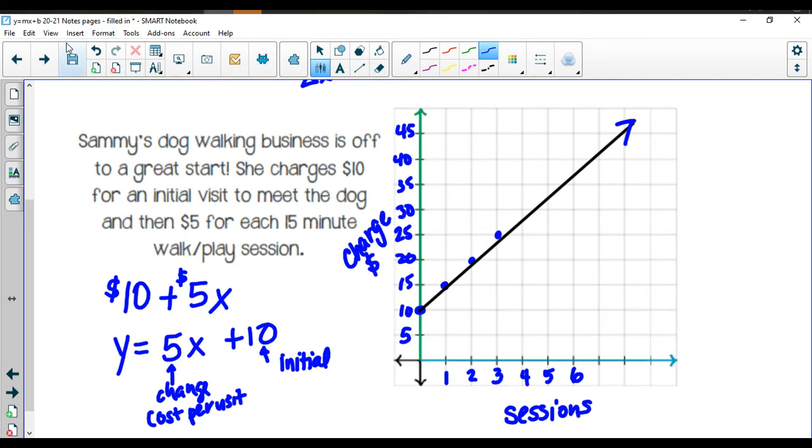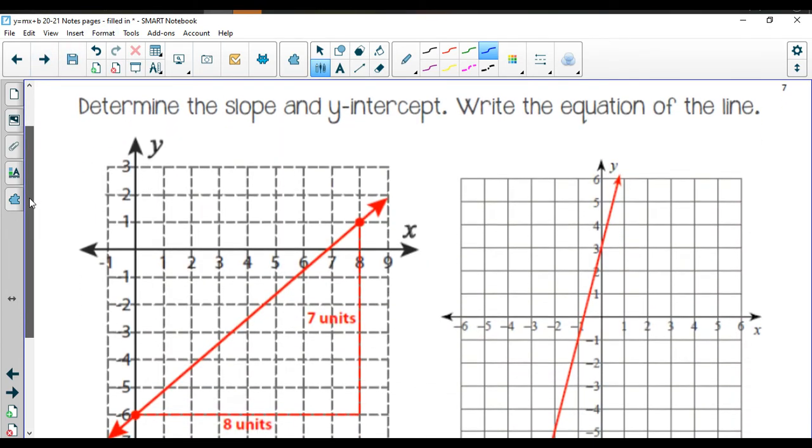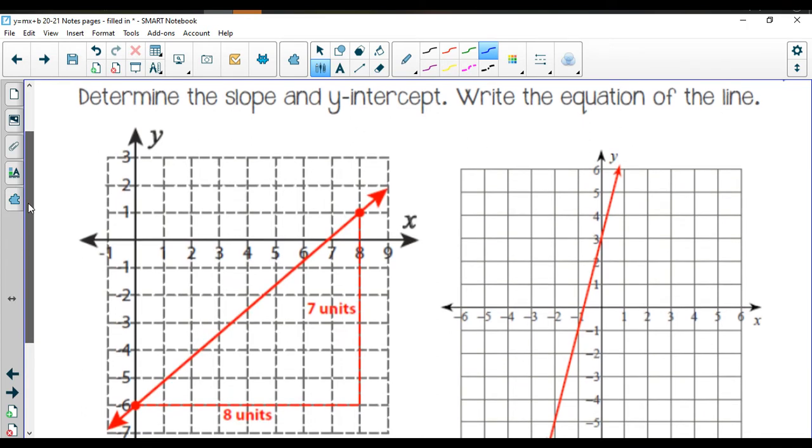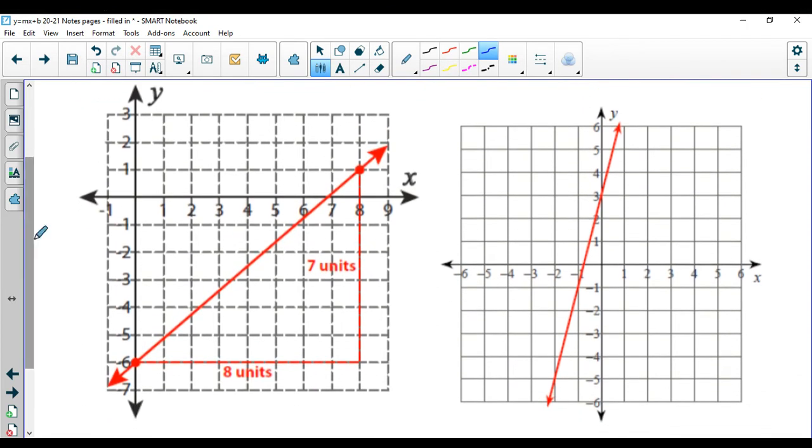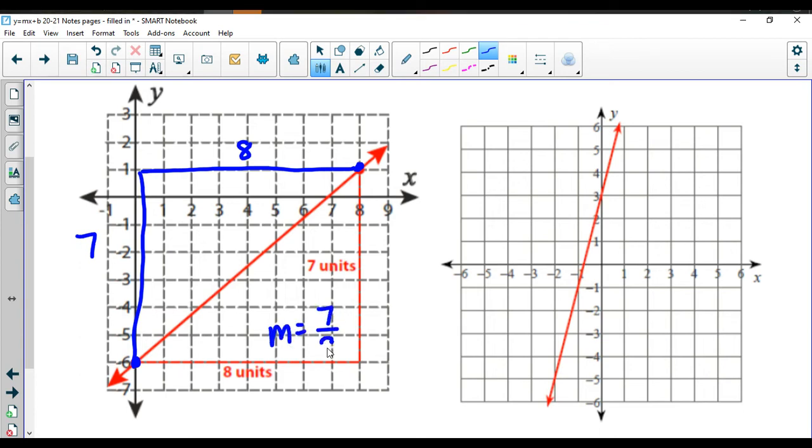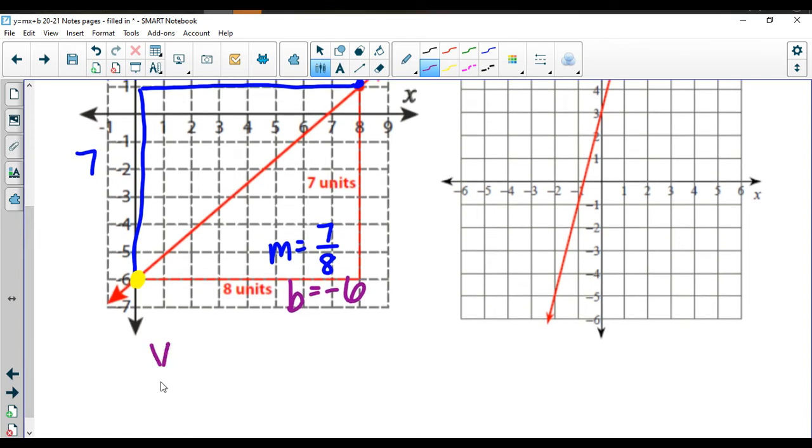Over on page number 7, we're going to be talking about determining slope and y-intercept and then writing the equation of the line. This is a review of yesterday's lesson. So for this first one, starting at our left point, moving up to the right, we're going to actually rise up 7 spots, and then we're going to run to the right 8 spots. So my slope is 7 over 8. And I also want to find my y-intercept. So coming down here, that's down here at a -6. So that's going to be my b value, a -6. With the form of our equation, we're going to have y equals 7/8 x minus 6 representing that line.